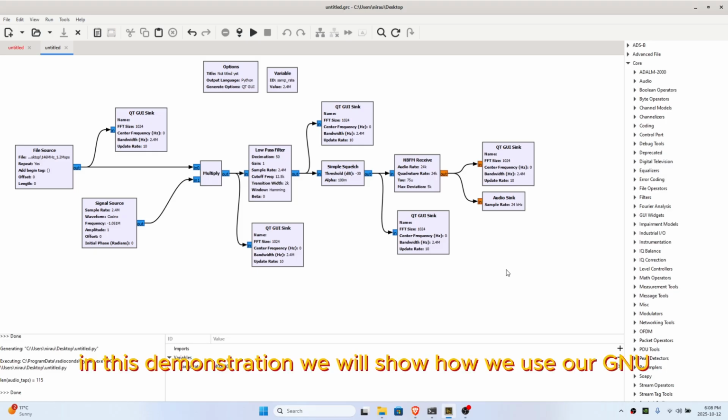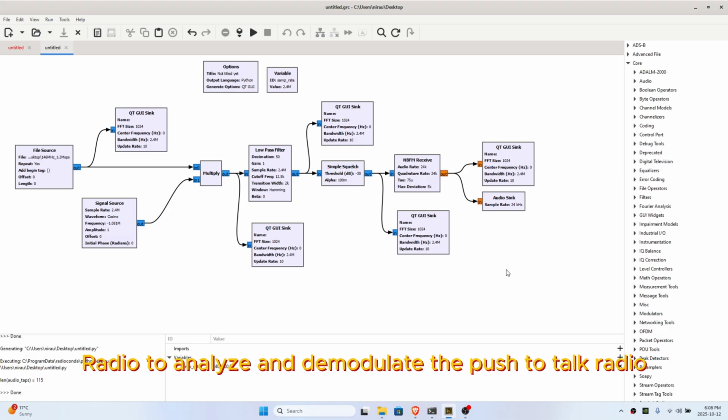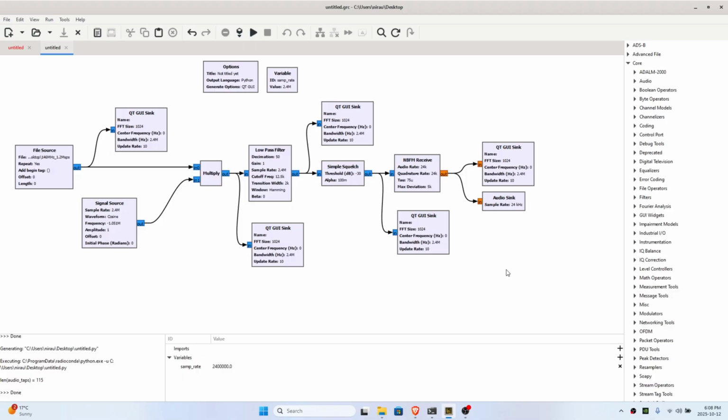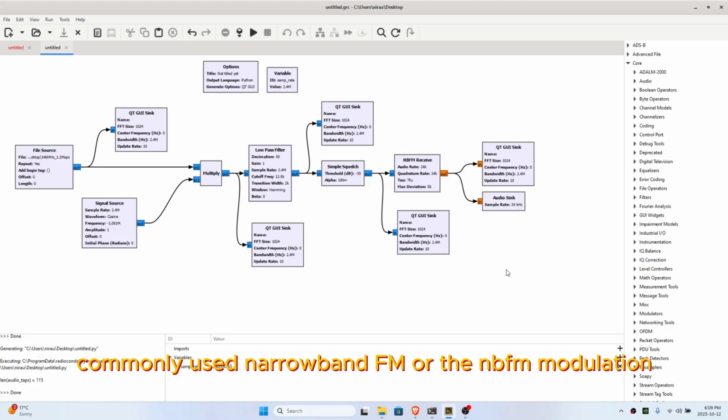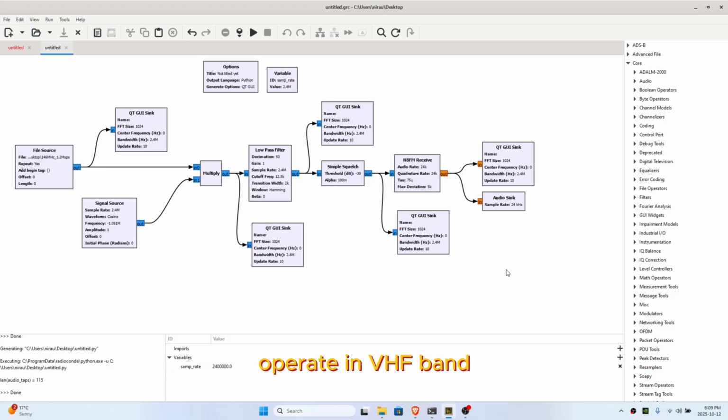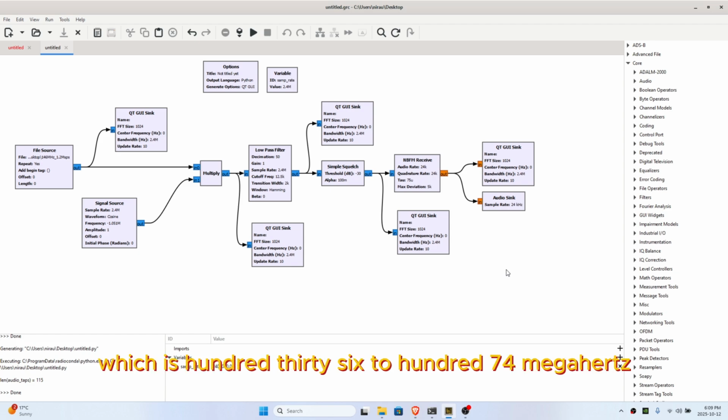In this demonstration, we will show how we use GNU Radio to analyze and demodulate a push-to-talk radio or walkie-talkie signal. Our objective was to take a recorded file from a professor, process it through a custom flowgraph, and then recover the original audio message. A walkie-talkie commonly uses narrowband FM, or NBFM modulation, operating in the VHF band, which is 136 to 174 MHz.